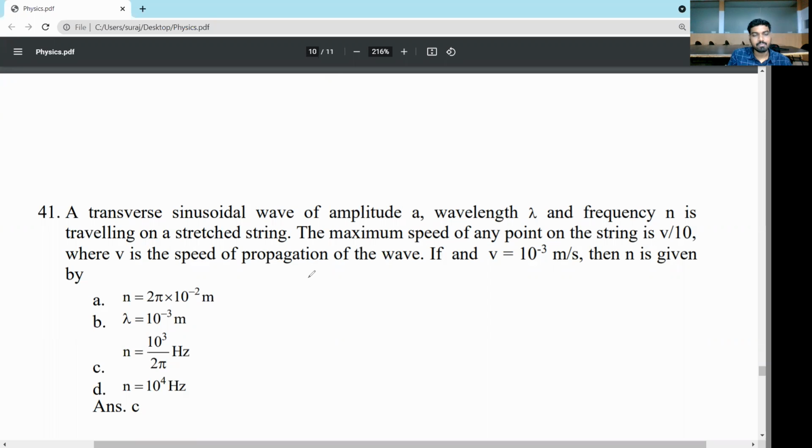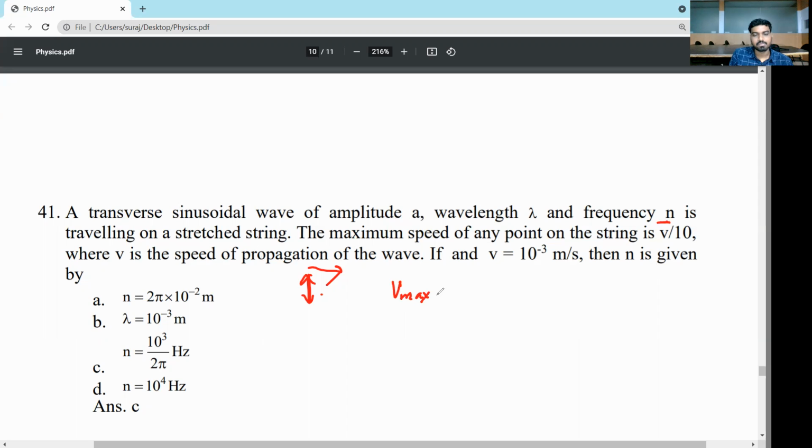See, in a wave, a particle will do SHM, whereas the wave will move forward. v is the propagation speed of the wave. If v equals 10 power minus 3 meter per second, then n is given by, they're asking for frequency.